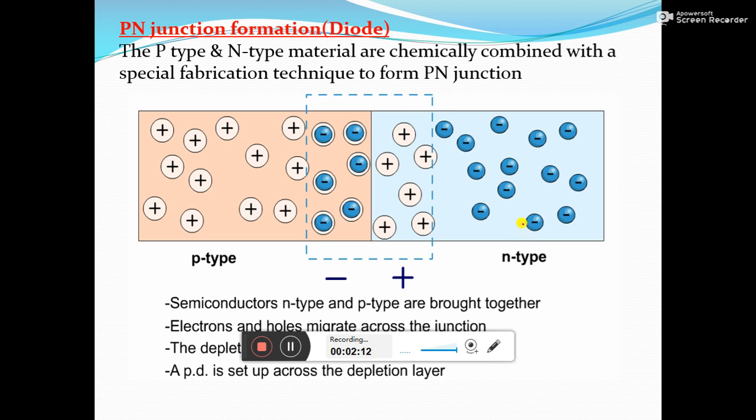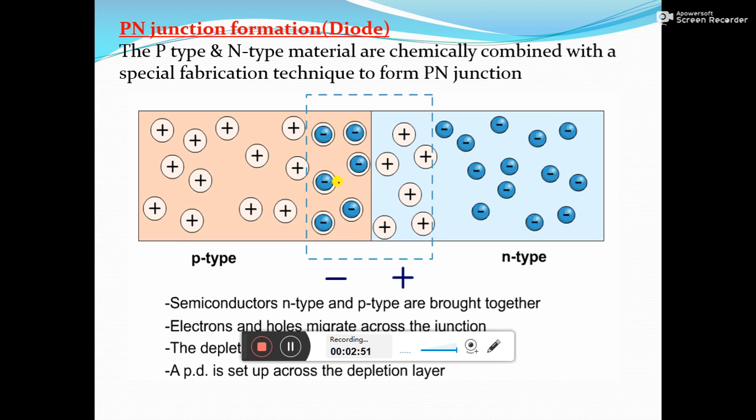At the same time, the concentration of holes is less in the n-type, and in reversal the concentration of electrons is less in the p-type. So here the diffusion starts its processing. The holes, which are majority in p-type, will try to move towards n-type, where they are less in number. Similarly, the electrons, which are more in n-type material, will try to move towards p-type, where they are less in number.